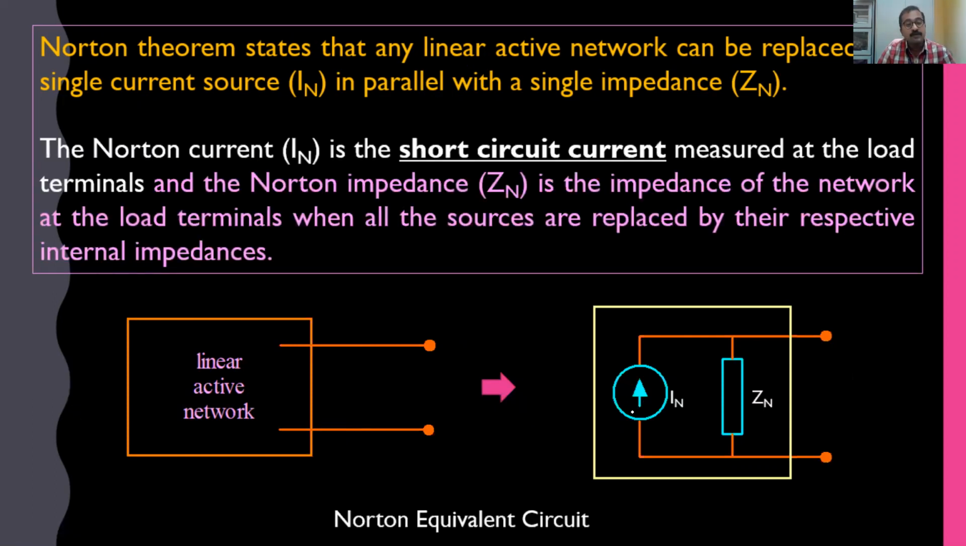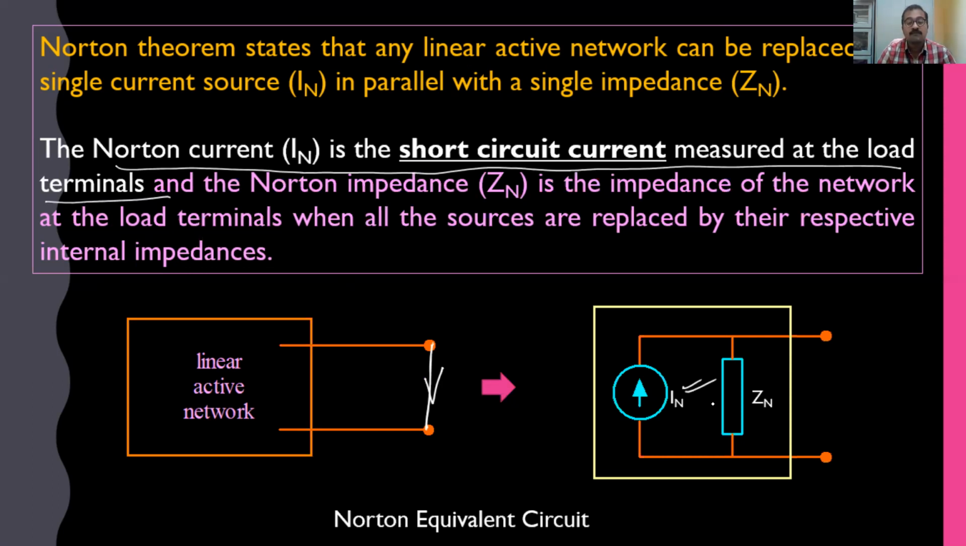Now, how can you find Norton current? Norton current IN is the short circuit current measured at the load terminals, right? If you remember, when we discussed Thevenin voltage, it was the open circuit voltage measured across the load points. But the Norton current is the short circuit current at the load points. Means you have to short circuit the load points and find the current flowing through this short circuit. That will give you the Norton current IN.